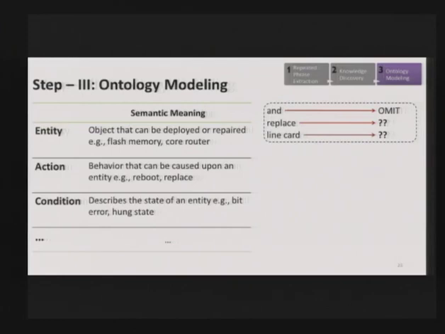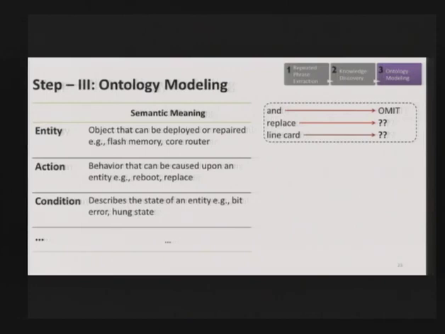Think of actions as verbs. For instance, they are behavior that can be caused upon an entity. If you take the words reboot and replace, I can always say that the core router was rebooted, where reboot is an action that happened on top of an entity called a core router. By the way, core router is just a fancy name for another kind of a router.